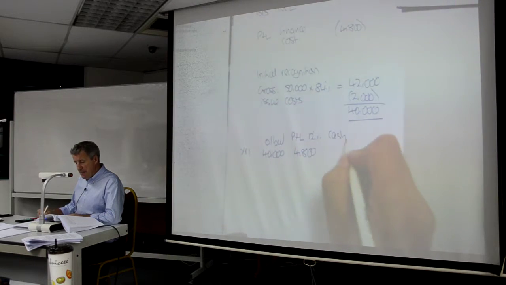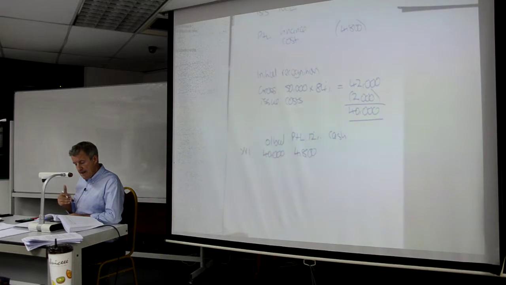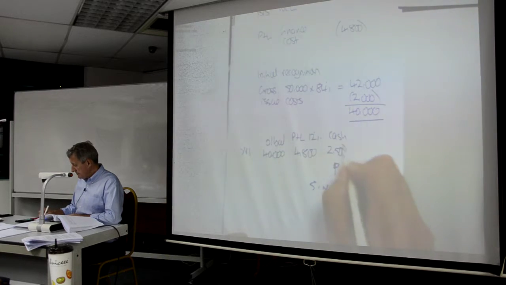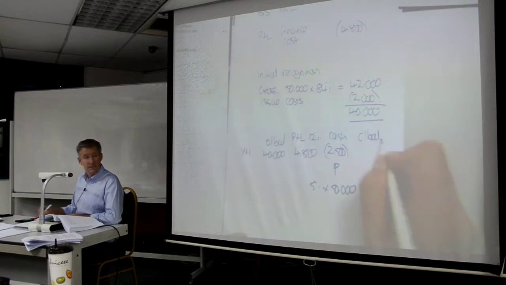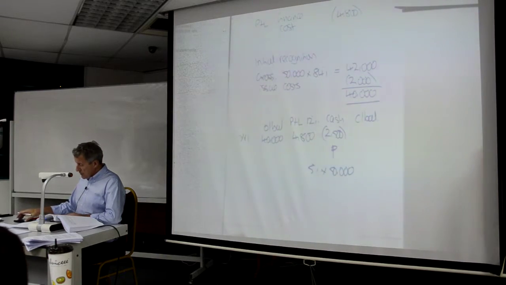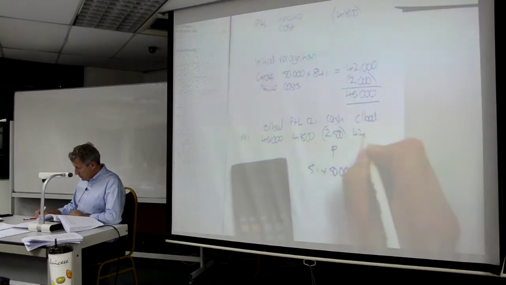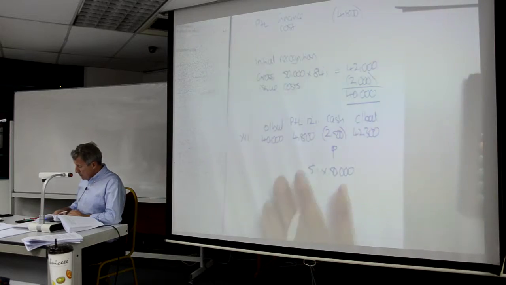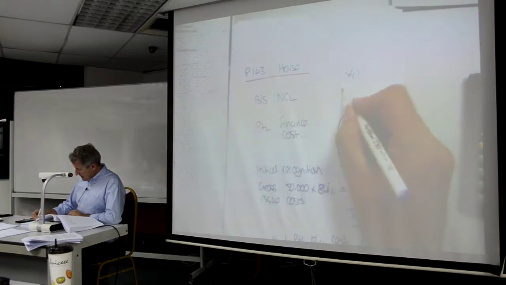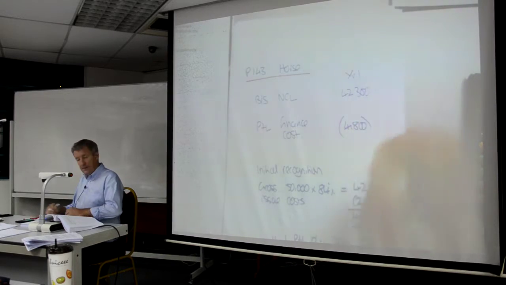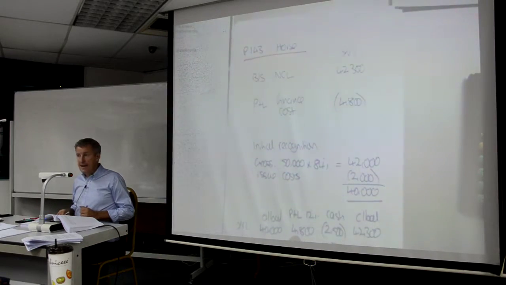The amount of cash that I pay is 5% of 50,000. 10% would be 5, this is 2.5. So therefore our liability is 40,000 plus 4,800 minus 2,500. Our liability is 42,300. So therefore I have as a balance sheet liability 42,300. Those are my numbers.